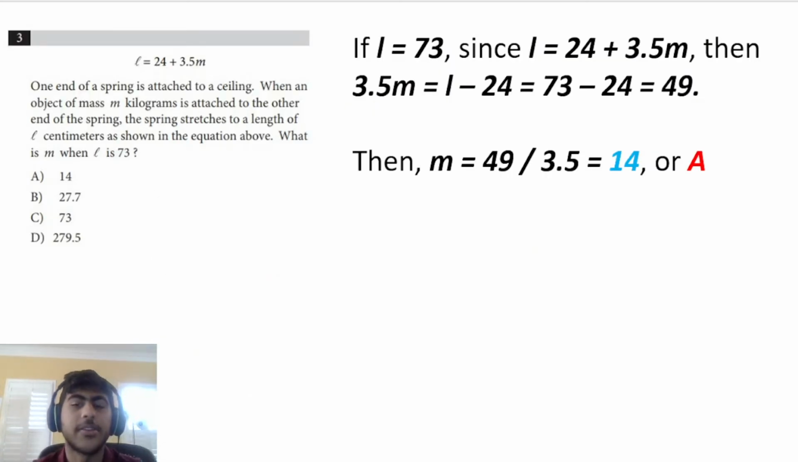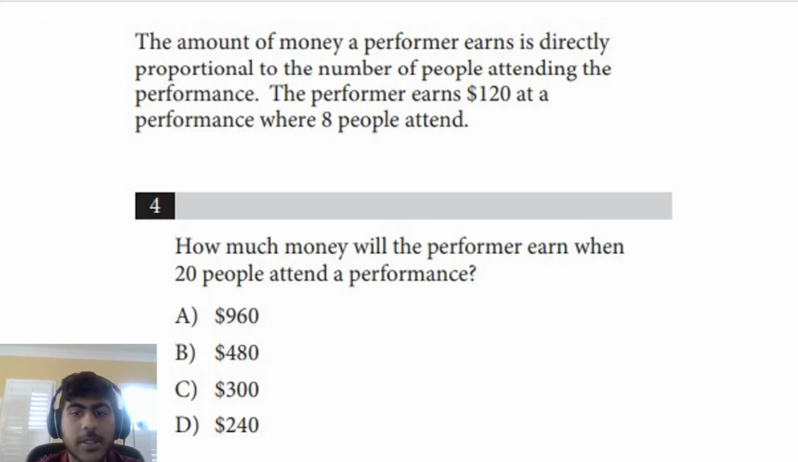Well, if L is 73, then since L equals 24 plus 3.5 m, we know that 3.5 m plus 24 equals 73. So we can subtract 24 from both sides, and we get 3.5 m, which is L minus 24, which is 73 minus 24, or 49. Then, if 3.5 m equals 49, then m equals 49 divided by 3.5, or 14. That is answer choice A. Let's keep going. Question number 4.